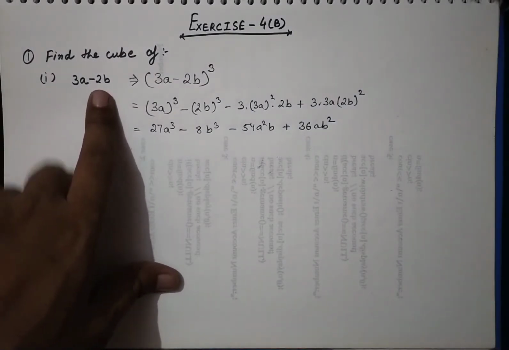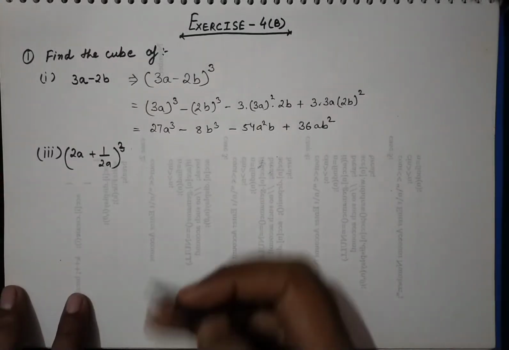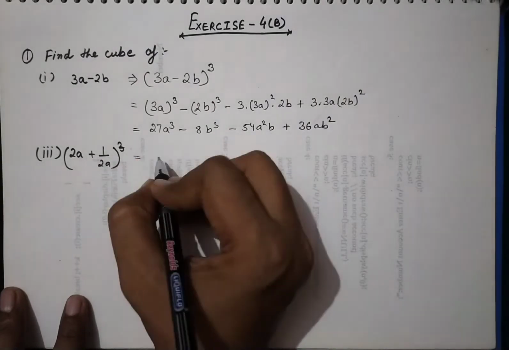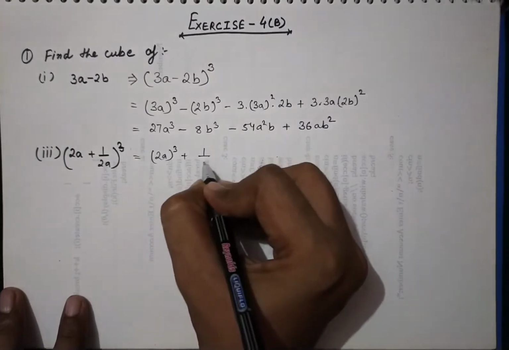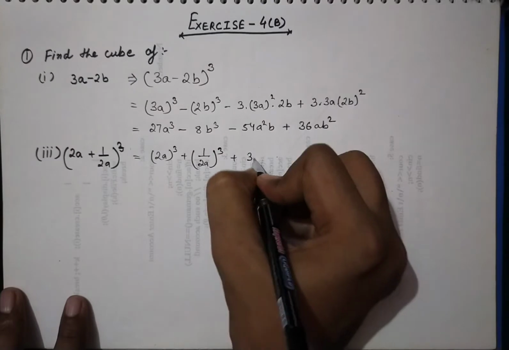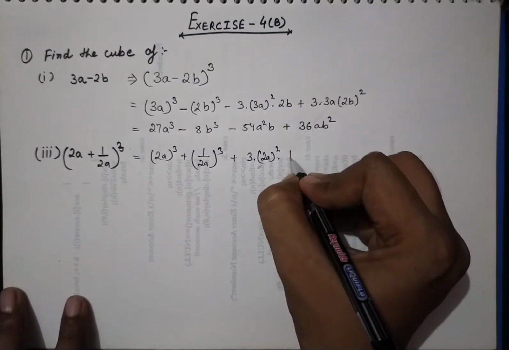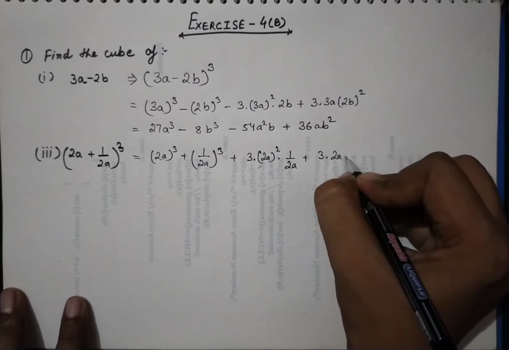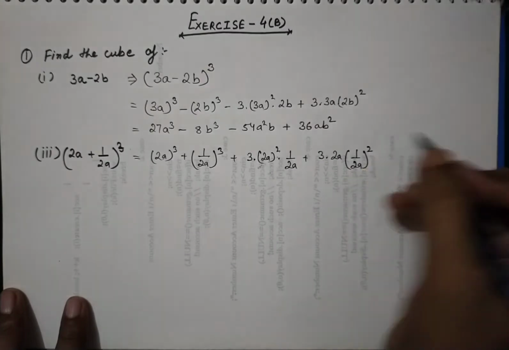Let's see one more part, that is the third part of this one. 2a plus 1 upon 2a to the whole cube. Now this one, we can write this one as a cube, that is (2a) to the whole cube plus (1 upon 2a) to the whole cube plus 3 into (2a) to the whole square into 1 upon 2a plus 3 into 2a into (1 upon 2a) to the whole square. Now solve this one.